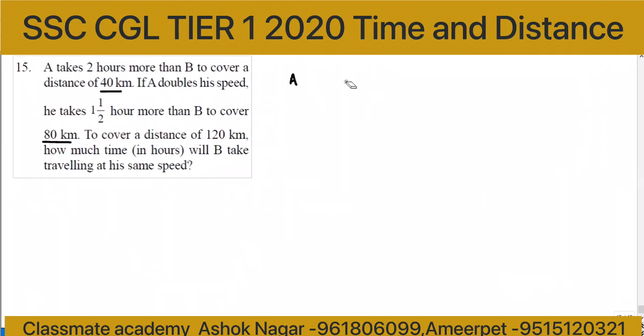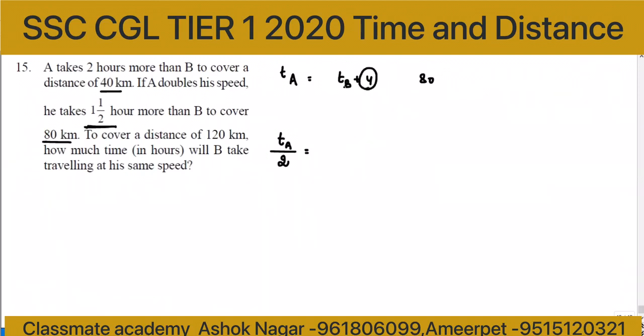Okay, A takes 4 hours more than the time of B to cover a distance of 80. Understood? But if A doubles his speed, he takes only 1.5 hours more. If speed is doubled, time becomes half. Therefore, time of A by 2. How much time can it save?